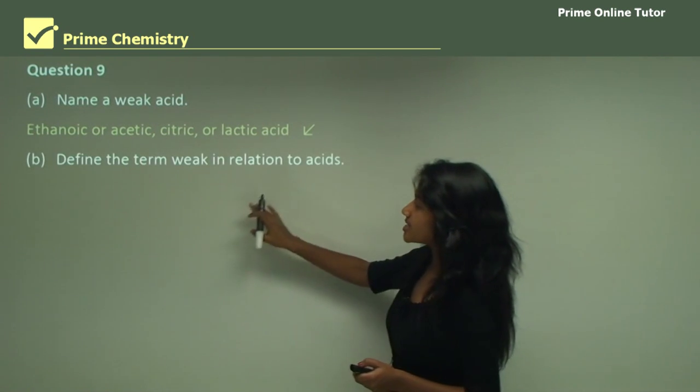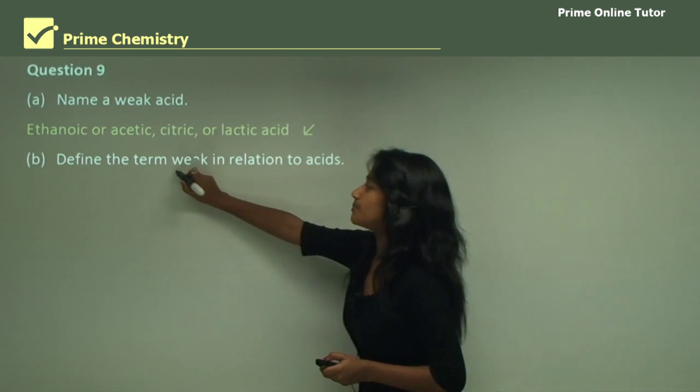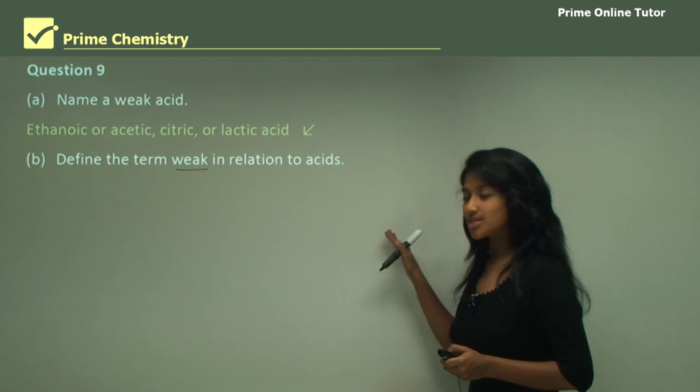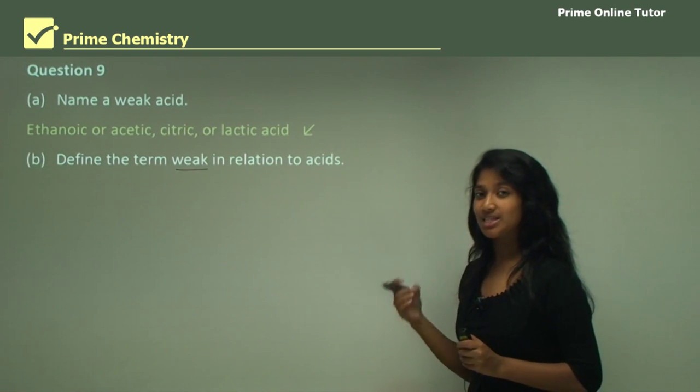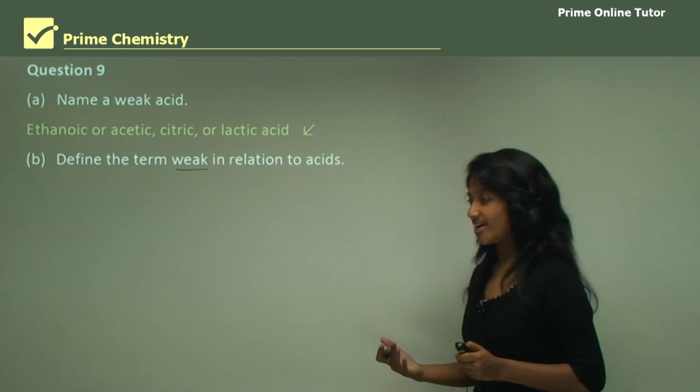it says to define the term weak in relation to acids. Now this is something we've been doing. Weak is a strength. So what is the strength? The strength of an acid is its ability to be ionized. A weak acid has a lower tendency to be ionized.